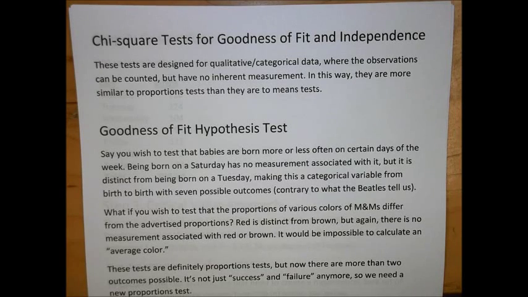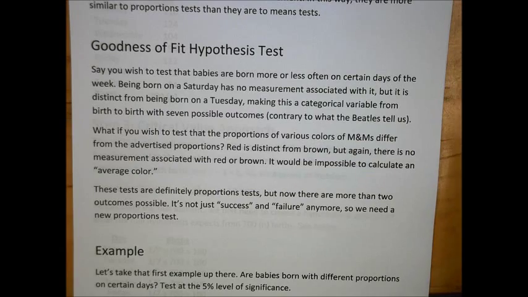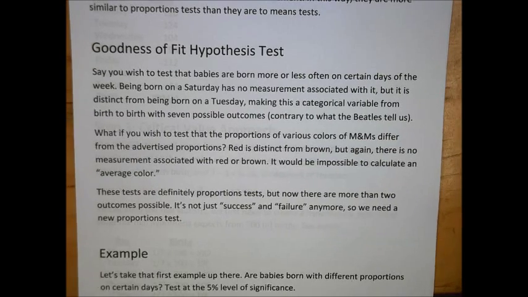For this lecture, we'll cover the chi-squared tests for goodness of fit and independence. These tests are designed for qualitative or categorical data, where the observations can be counted but have no inherent measurement. In this way, they are more similar to proportions tests than they are to means tests. Let's start with the goodness of fit test.